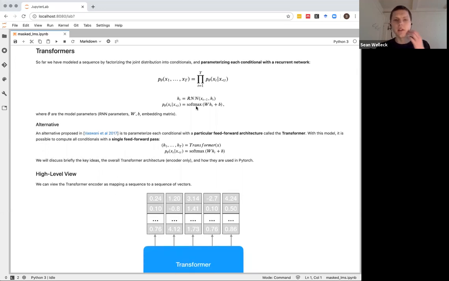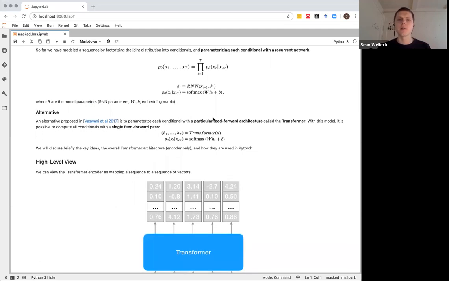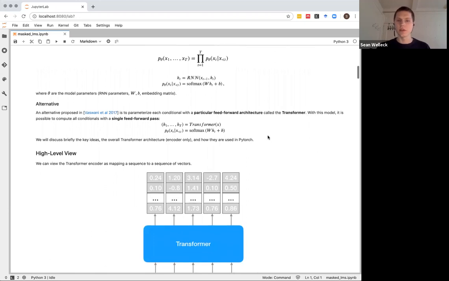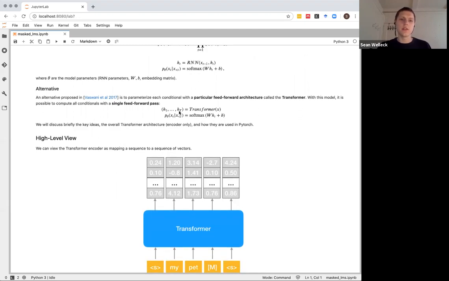An alternative is this transformer architecture, where you could sort of think of it as this being some kind of feed-forward computation instead of this recursive computation. And again, we'll see this concretely below, so hopefully these intuitions aren't too confusing. And in this case, you could compute these different conditional distributions as follows.